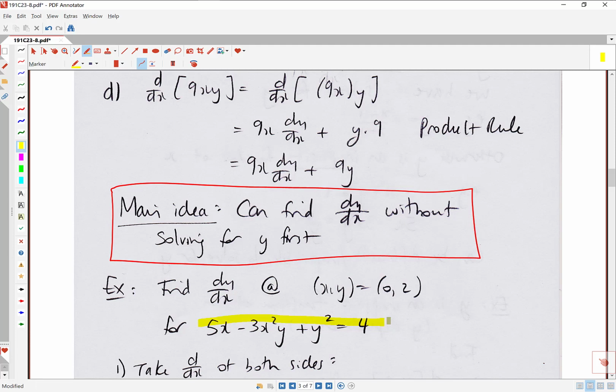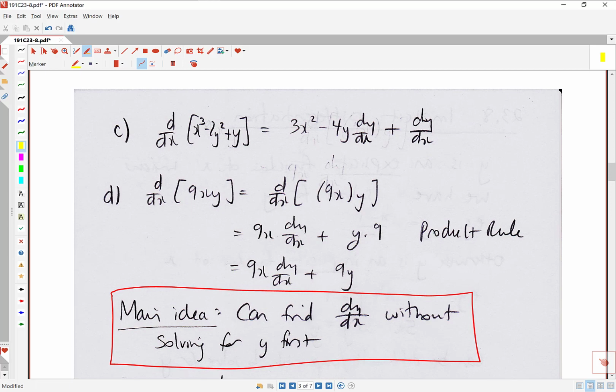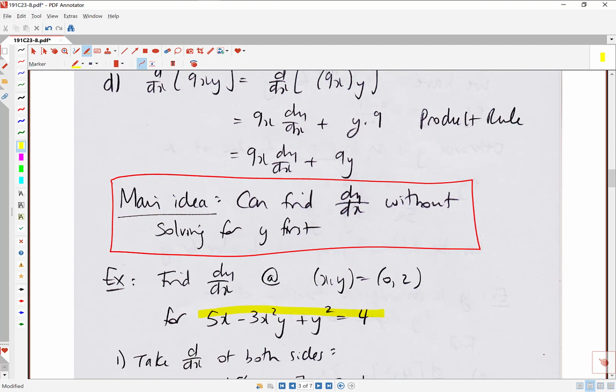The process is called implicit differentiation. And the only thing it really relies on is this warm-up problem that we just did, these 4 parts, where we keep in mind that whenever we're differentiating a y term, we're going to need to multiply by dy by dx. So let's jump into our first big example and we'll see how implicit differentiation works. Okay, so here's the problem. We're going to find dy by dx. We're going to do that at a specific point.